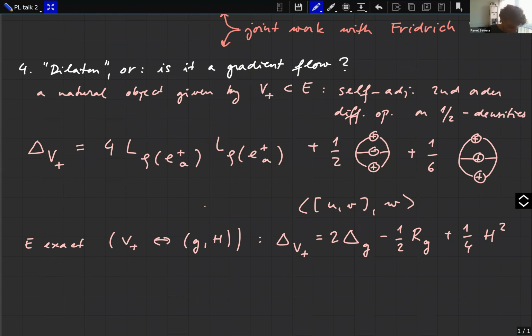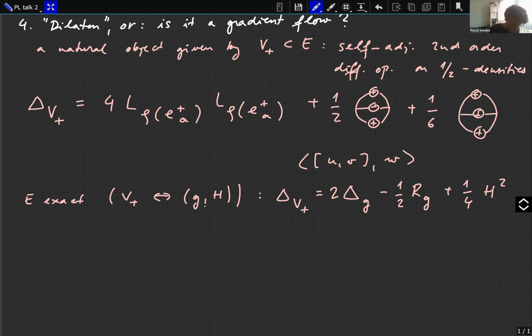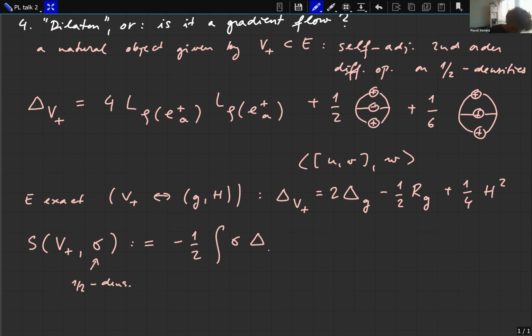And this is a rather famous expression. Let me call it S, which depends on V plus and on a half density sigma. So we write something like minus 1/2 integral of the half density sigma times another half density, which is just this Laplacian applied to sigma.